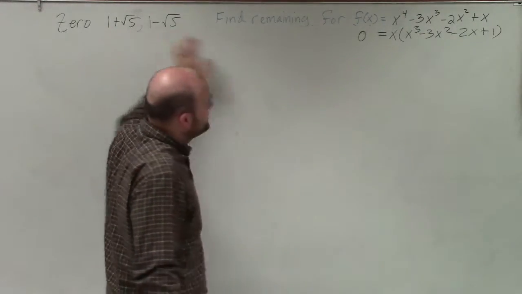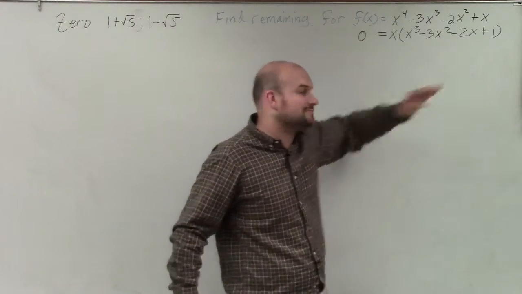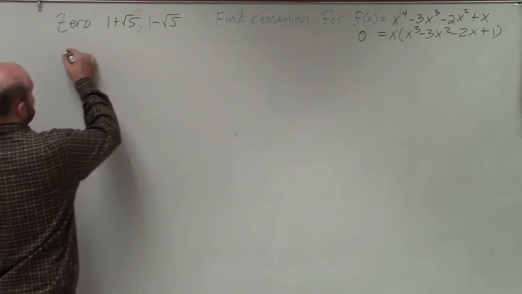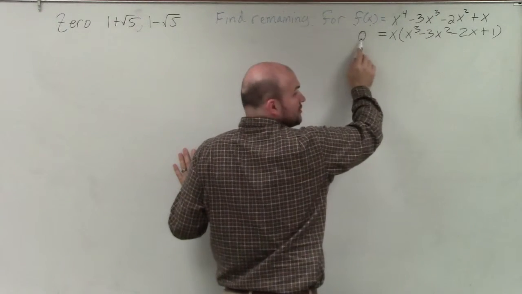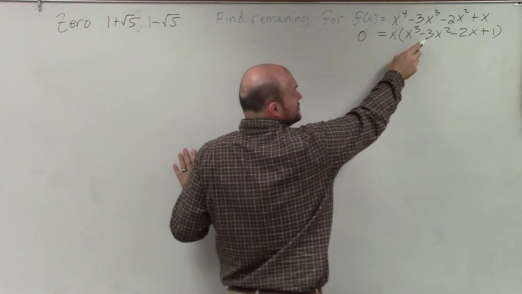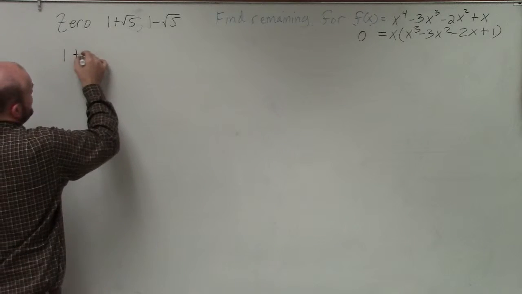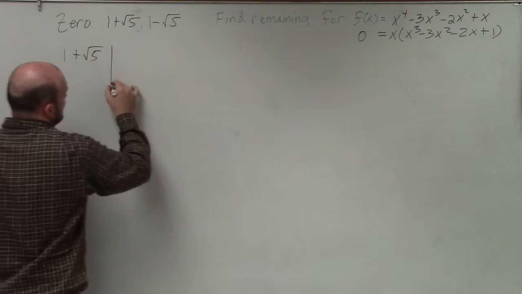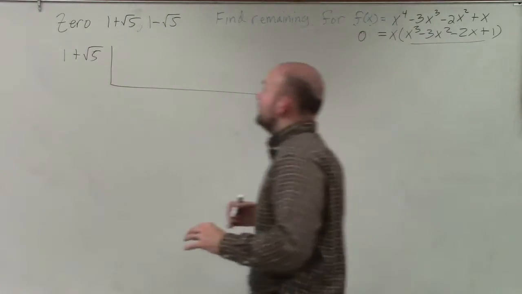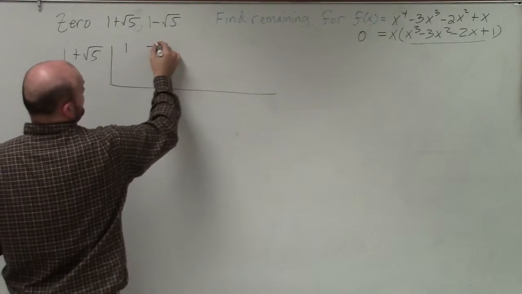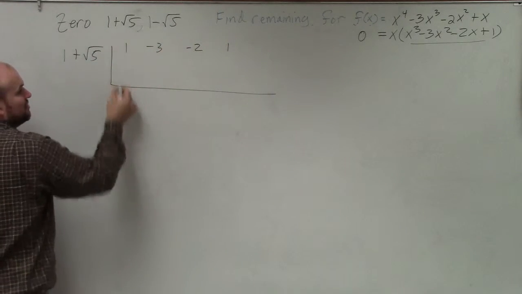Well, if this is a factor of the polynomial, it's still going to be a factor of this polynomial here. So all I'm simply going to do is use this as my polynomial, because I already know 0 is x. Now I'm going to use synthetic division to further factor this down. So I'll choose my 1 plus the square root of 5, and then I'll use the coefficients of this factored-down polynomial, which are 1, -3, -2, and +1. Again, remember synthetic division, you bring down the 1.